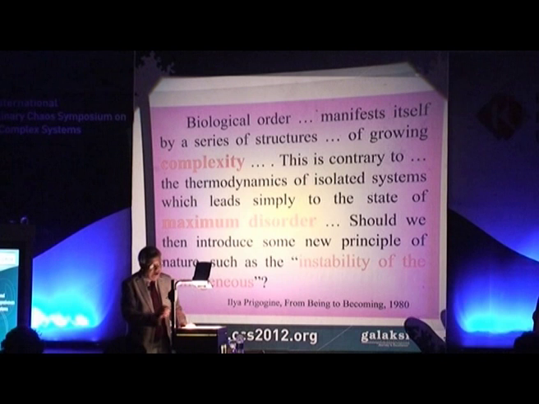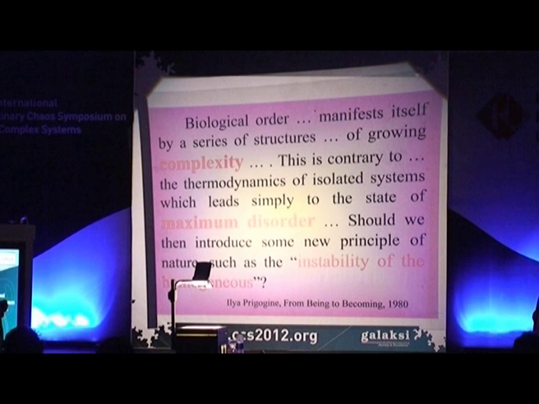So he said biological order, like Schrodinger. He said he's looking at biology. Manifest is served by a series of structures of growing complexity. So he's using the word complexity like many others without knowing what it means. Okay? This is contrary to the thermodynamics of isolated systems, which leads simply to the state of maximum disorder.